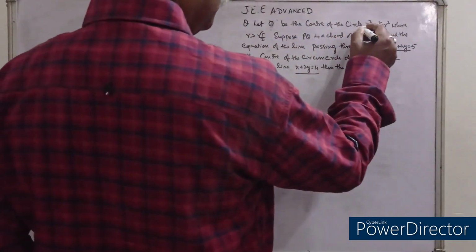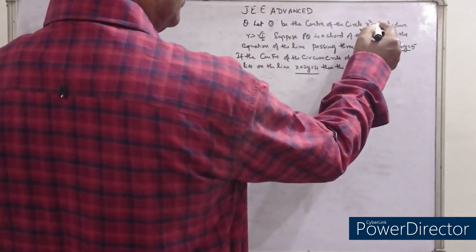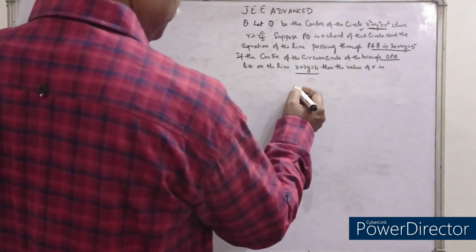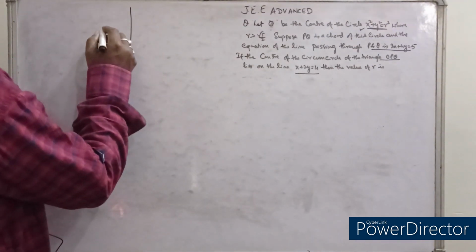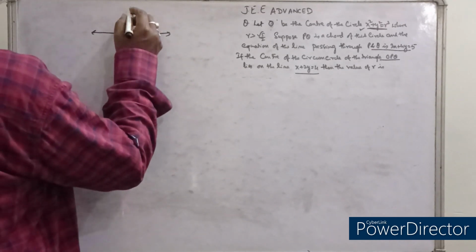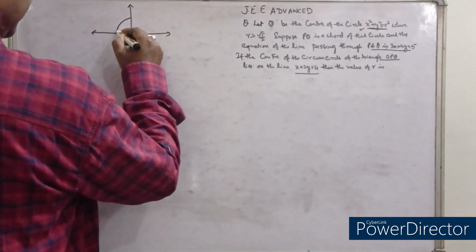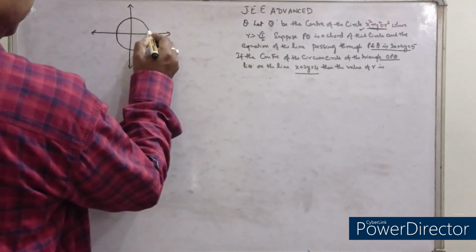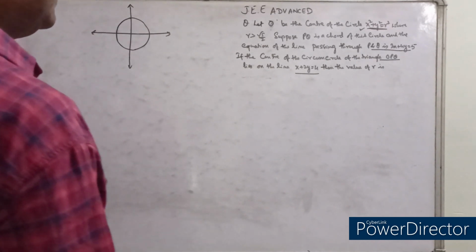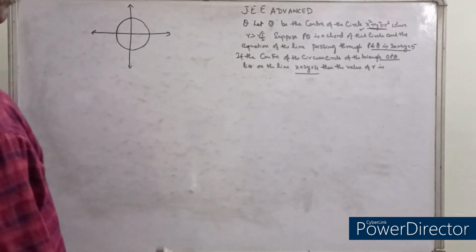So first, it is clear that this is the equation of the circle when the center lies at the origin. That means your center lies at the origin. You can see here your center lies at the origin. So this is the circle, whose radius is R, and PQ is a chord of this circle.